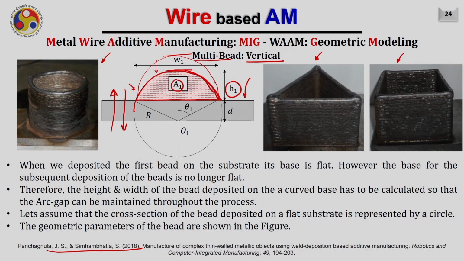Some of the parameters can now be obtained. W is the length of the chord which is intersecting with the base, and theta 1 is the angle subtended by the deposited bead at this chord, between this point and the center. Of course, the radius of this circle is given by R, which is the distance between the center and any point on the periphery of the circle. So considering these geometric parameters, let us try to find out what will be the height of the bead when we deposit on top of this curved surface.